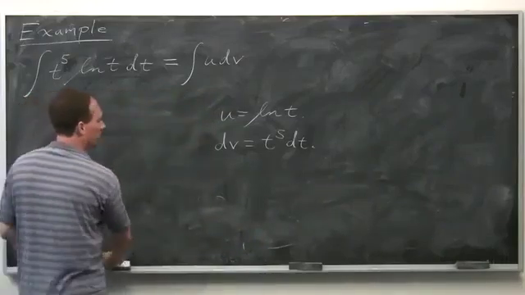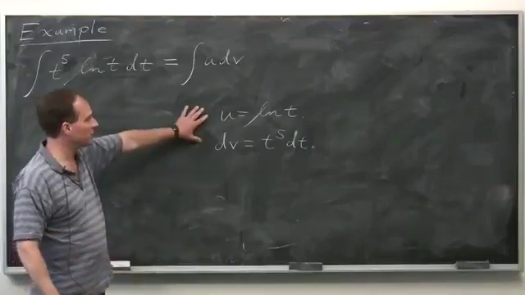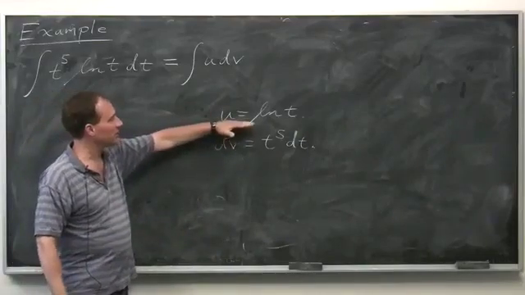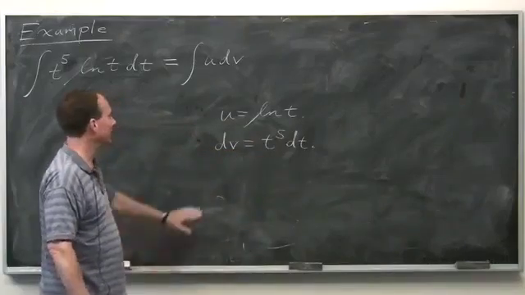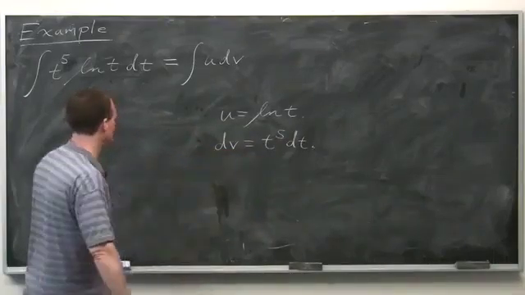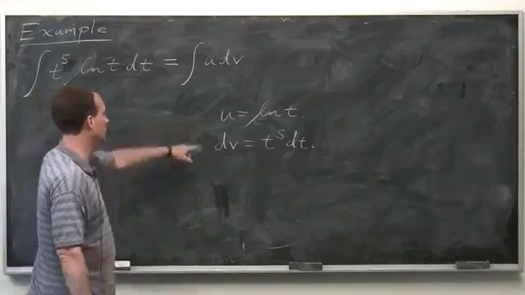And this choice, kind of amazingly, will work out really well. The reason it works out so well is because du will be 1 over t dt, and it'll wipe out part of what we get when we integrate this. So this will work. Let's do this.